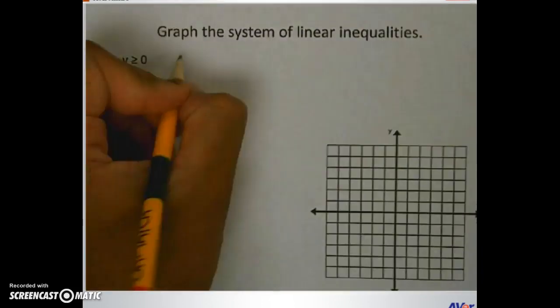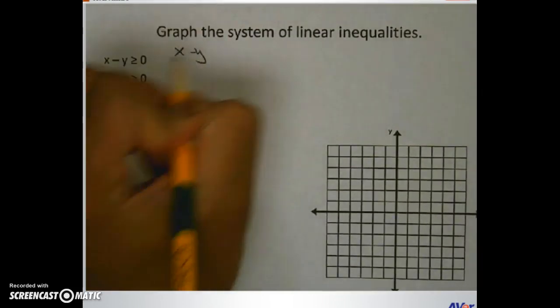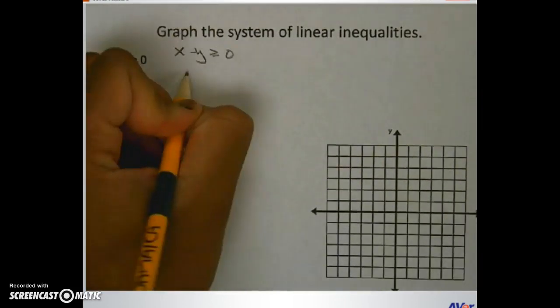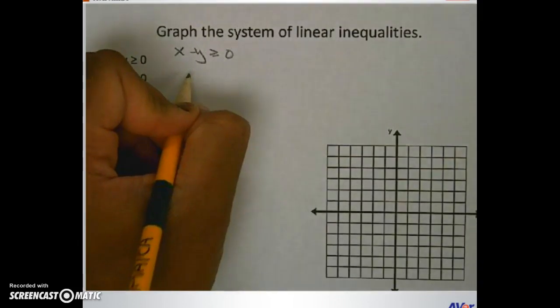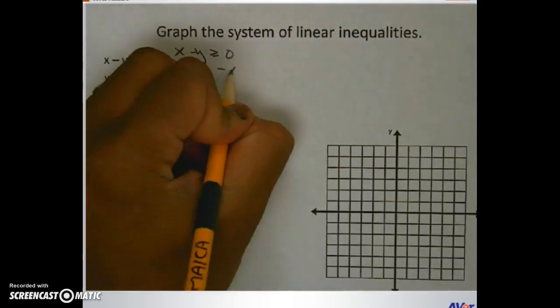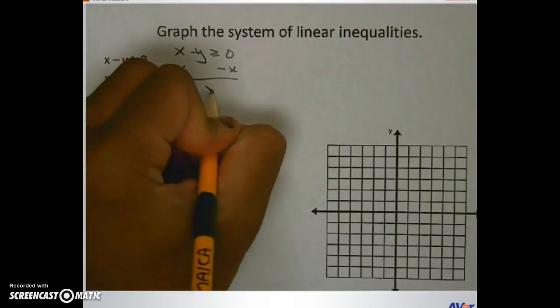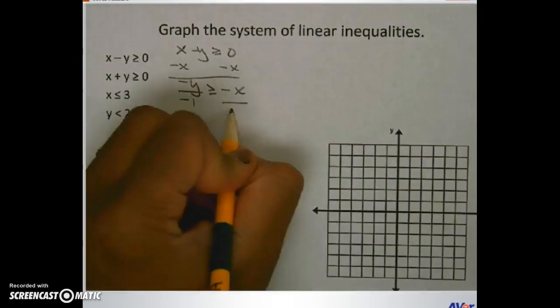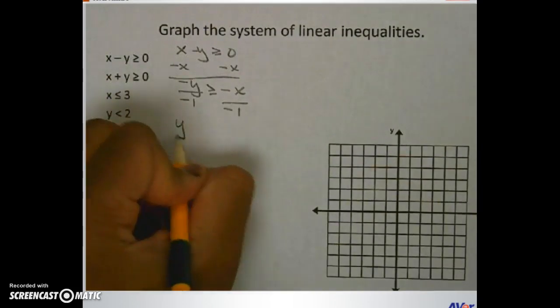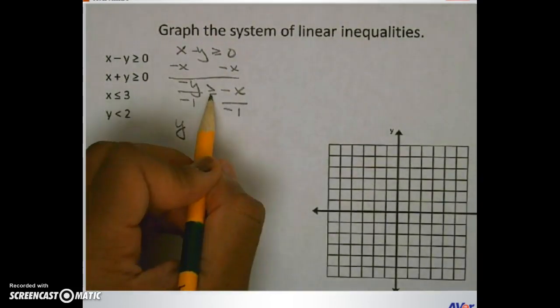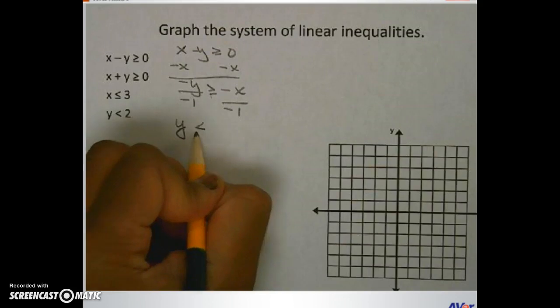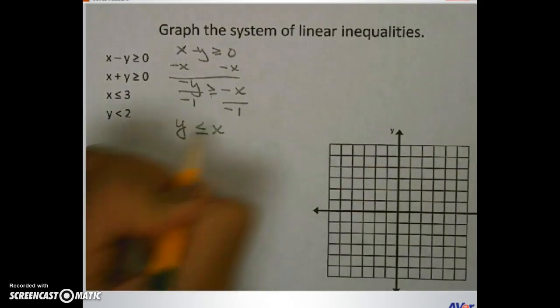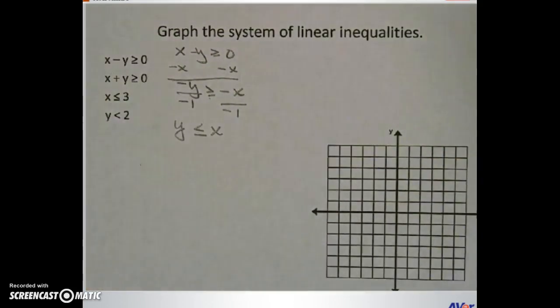The first one, if you could, go ahead, press pause. Actually, you don't have to. I know you know how to do this. So x minus y is greater than or equal to 0. When I get y by itself, I'm going to minus x. Negative y is greater than or equal to negative x. I'm going to literally divide by negative 1. And when I do that, beautiful people, please do not forget to switch your arrow. Cool. So here I go.